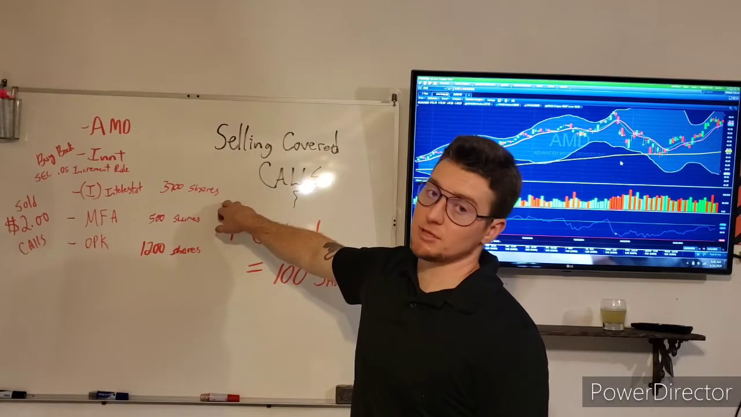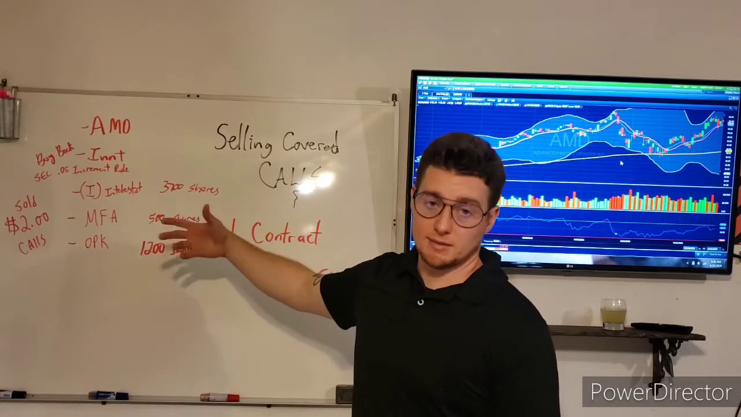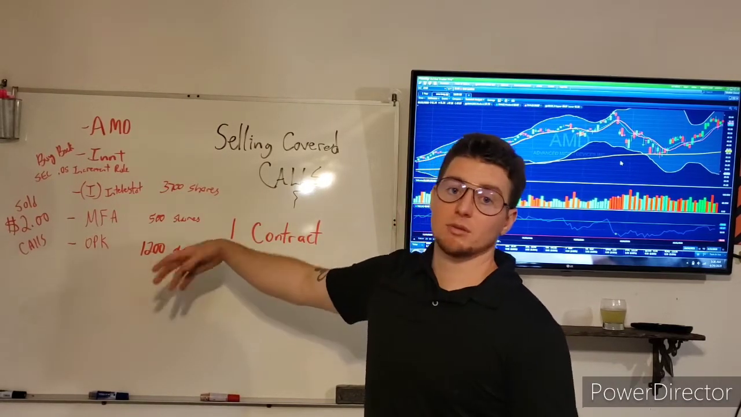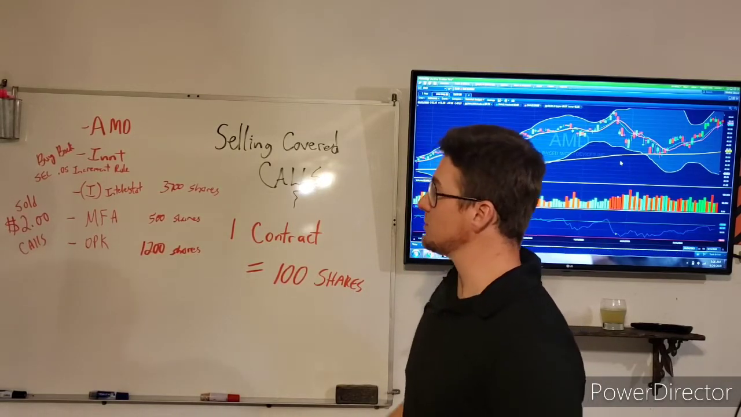3,700, all right, times 2, you're looking at $7,400. 500 times 2, $1,000 bucks. 1,200 times 2, that's $2,400. But wait, you said you received a credit. Yes, I did. I received a credit.